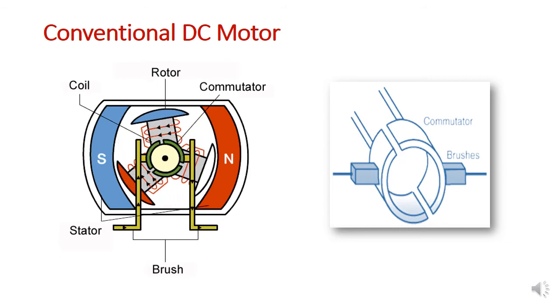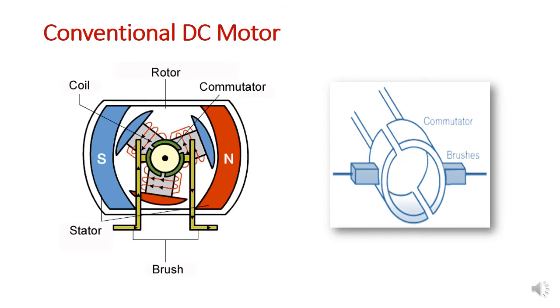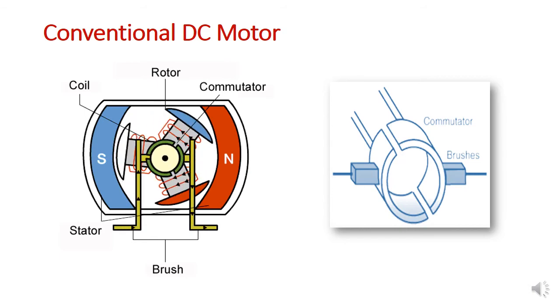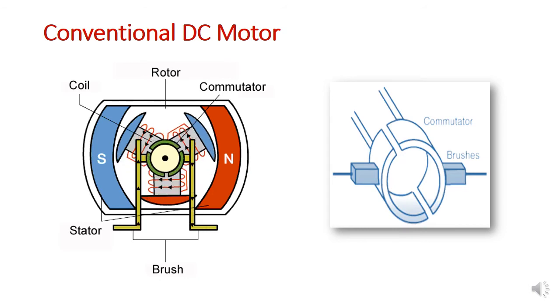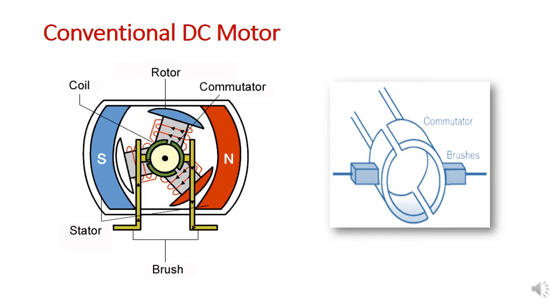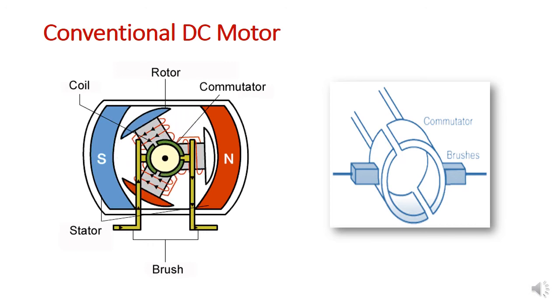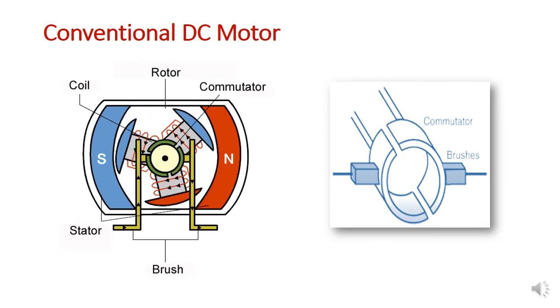When the brush crosses from one segment to another segment, there is a possibility for sparking. So this sparking causes a most dangerous situation in some hazardous environments like a cotton mill or something like that. Okay, so this is the major drawback of this conventional DC motor. To overcome this, we are going for a brushless DC motor.